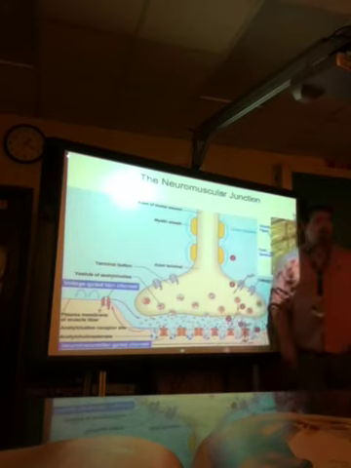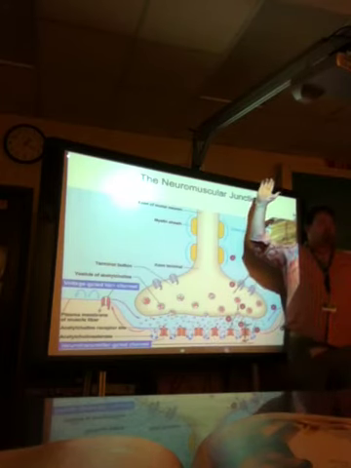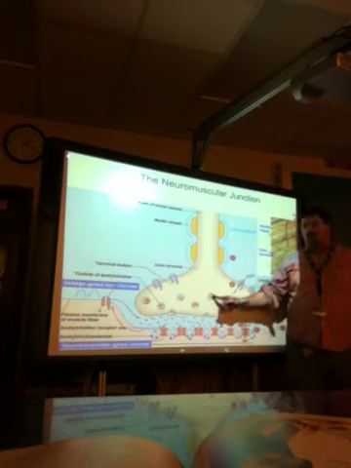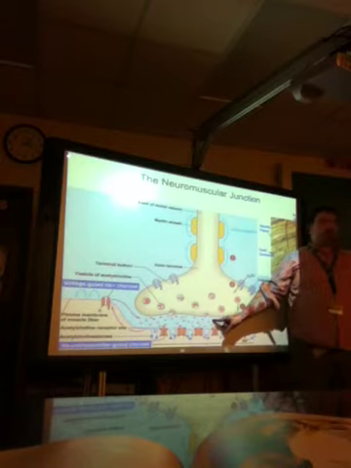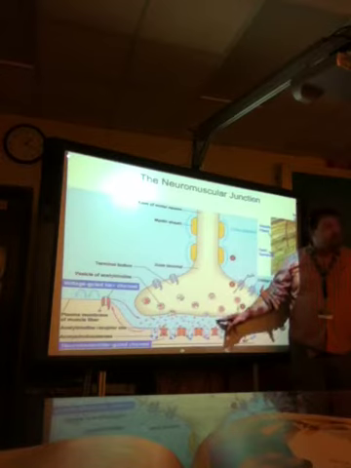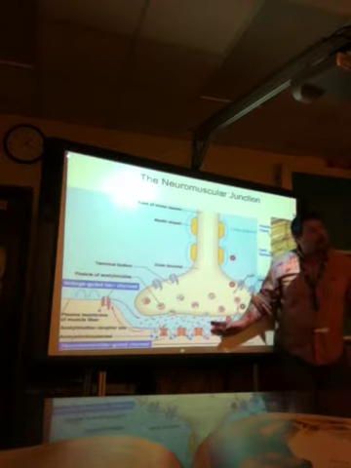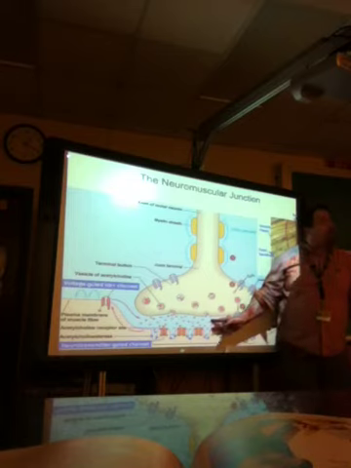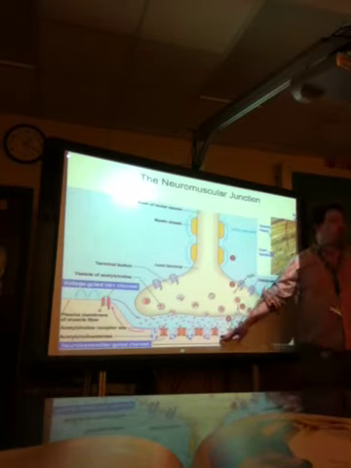So what do the vesicles do? What happens to the vesicles when calcium attaches? It fuses with the cell membrane and releases its neurotransmitters into this space called what? Synaptic cleft. And then the neurotransmitters diffuse across the cleft.